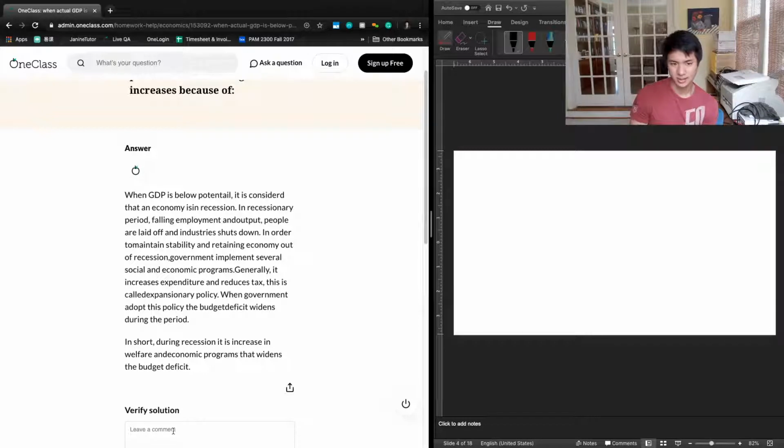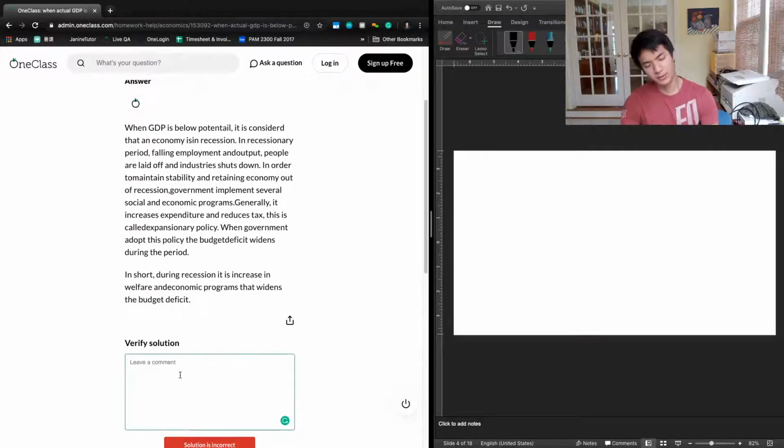Generally, it increases expenditure and reduces taxes, which is called expansionary policy. When government adopts this policy, the budget deficit widens during the period. In short, during recession, it is an increase in welfare and economic programs that widens the budget deficit. So this could be a better answer, I think.